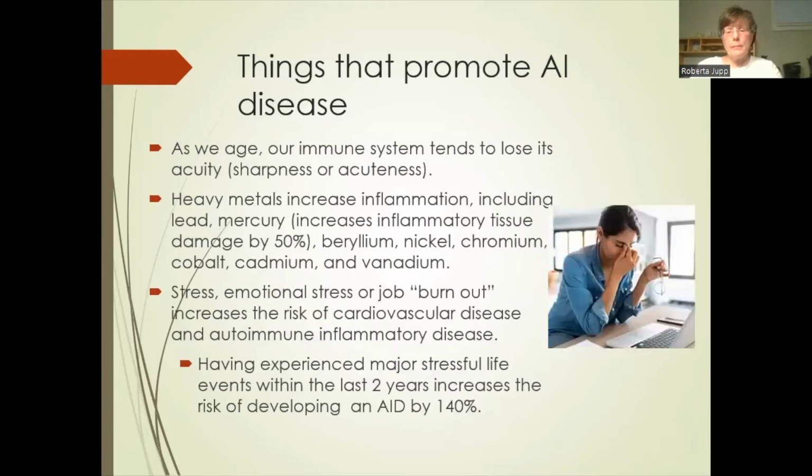So here are some of the things that promote autoimmune disease. Again, our immune system, if it's not 100%, and heavy metals. I don't know if you've heard that heavy metals can cause problems in the body and increase inflammation, things like lead and mercury. Mercury can increase inflammatory tissue damage by 50%. So that's a huge risk. Some of these other heavy metals, we really don't think about taking into our bodies because we don't see them on labels, but sometimes they can be in the food processing process. Sometimes they can be in prescription drugs or supplements that we take. Sometimes they can be in the air.